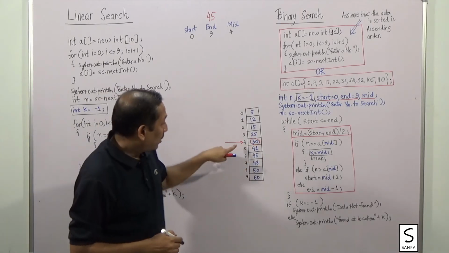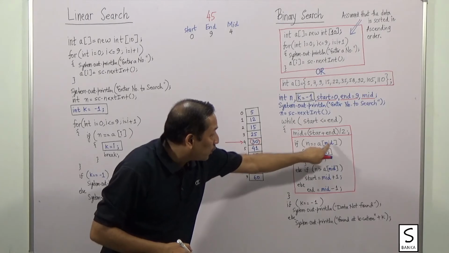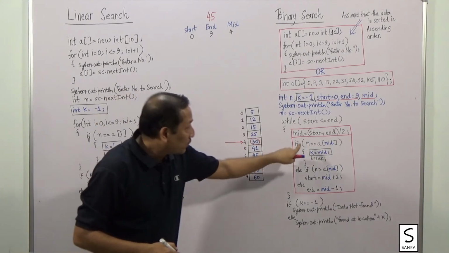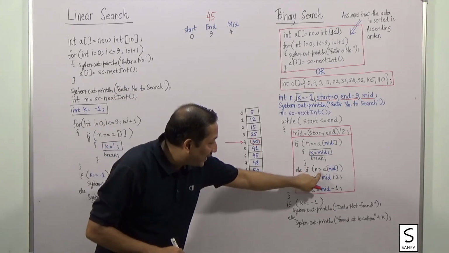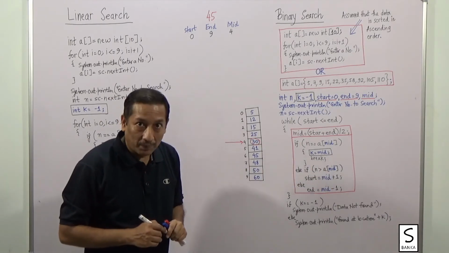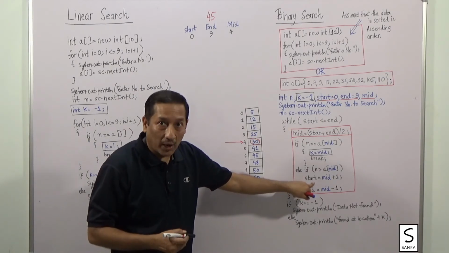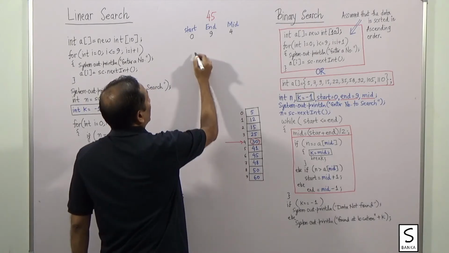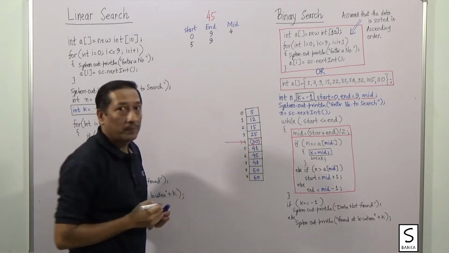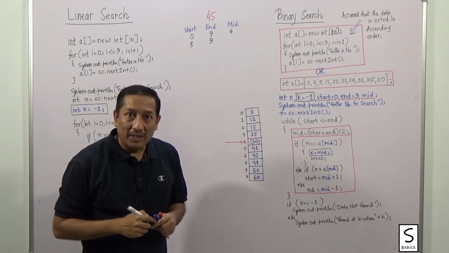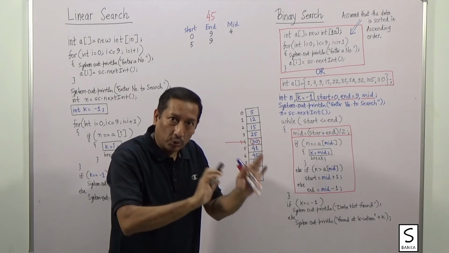So now n is 45, and is 45 equal to A4? A4 contains 30. So is 45 equal to 30? No. Is 45 greater than 30? Yes. Now since it is greater, we need to change the value of start to mid plus 1. So now you see the value of start becomes mid plus 1, that is 5, and end remains as it is. So the new range now we have is 5 and 9. Next round, ignore start less than equal, we will come to it, ignore it right now.